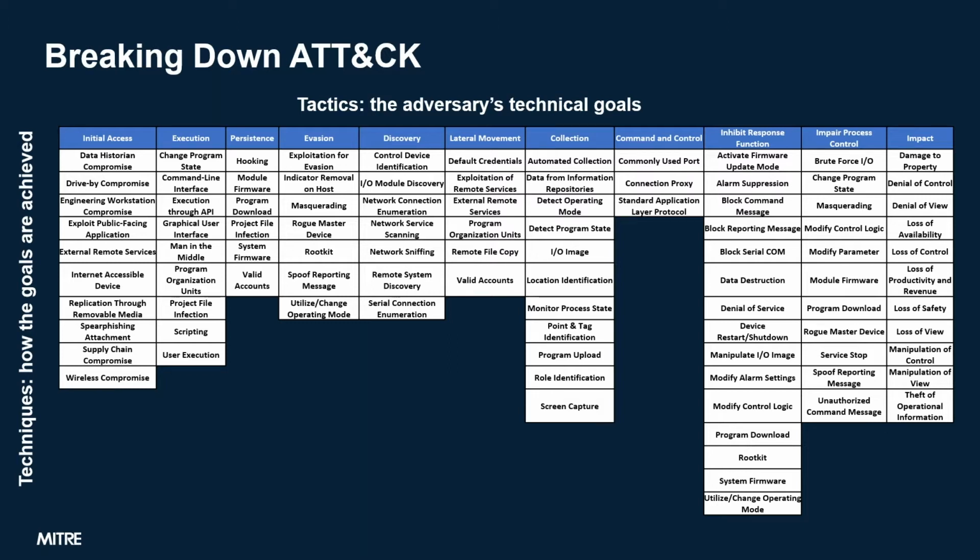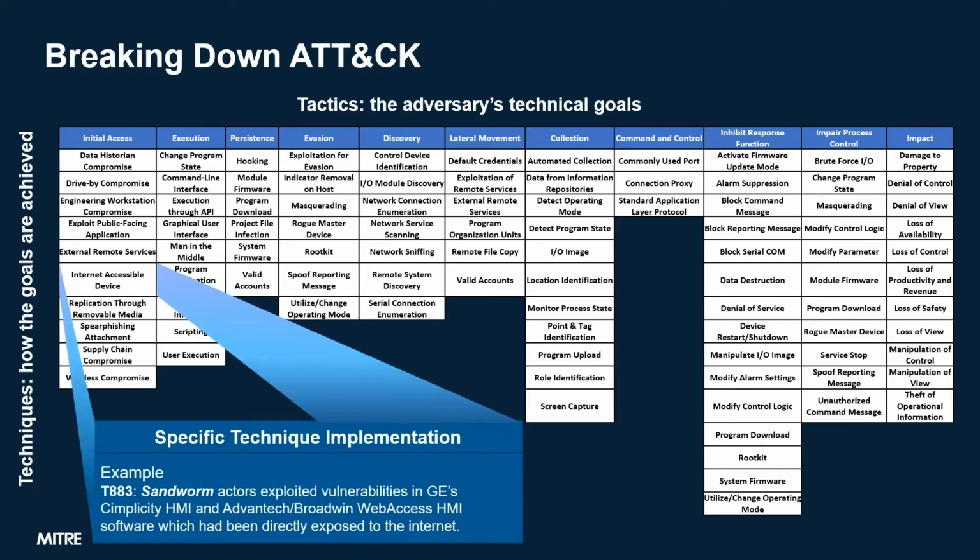And then if you look at each specific technique, you'll get specific technique implementation. So this is how an adversary has accomplished this technique in the wild. So this is very important to get details about how this technique was executed. So altogether, this represents TTP, or tactics, techniques, and procedures.